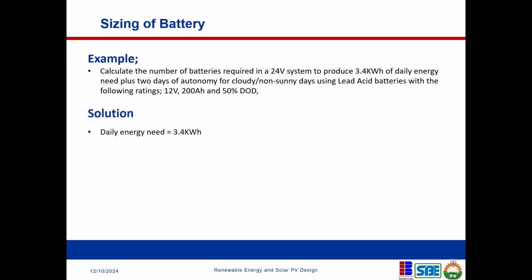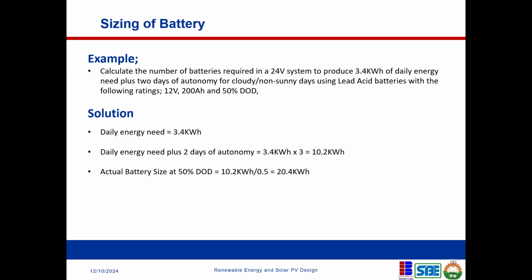So the daily energy need is 3.4 kilowatt hour, correct? And we have 2 days of autonomy, making it 10.2 kilowatt hour. So actual battery size at 50% DOD will now be this 10.2 kilowatt hour divided by 0.5, that is 50%. That will double the size of the battery to 20.4 kilowatt hour. So we need to size this battery to be 20.4 kilowatt hour to be able to deliver 10.2 kilowatt hour, not on daily basis, for 3 days anyway. That's 1 day plus 2 days of autonomy.